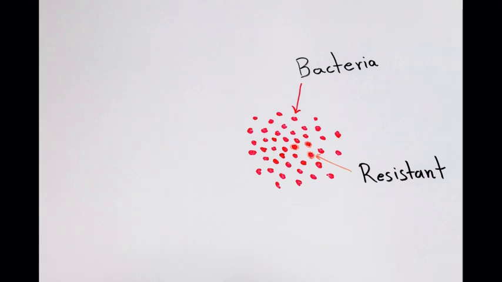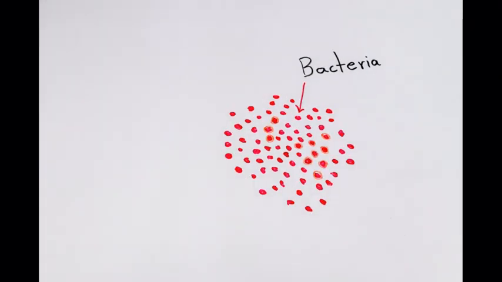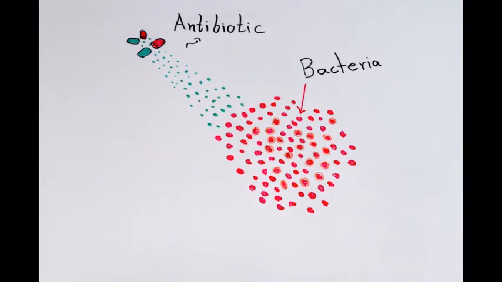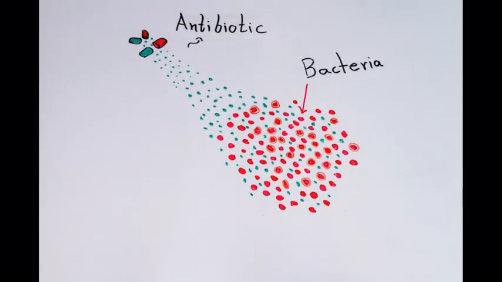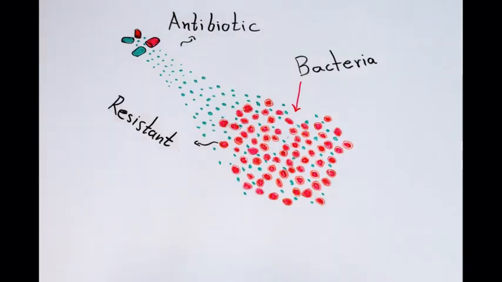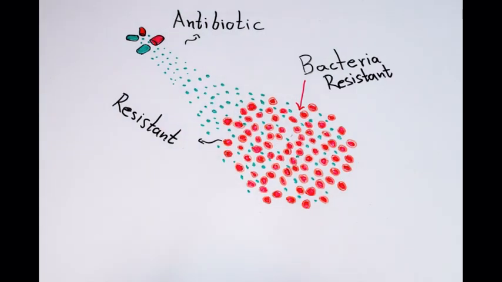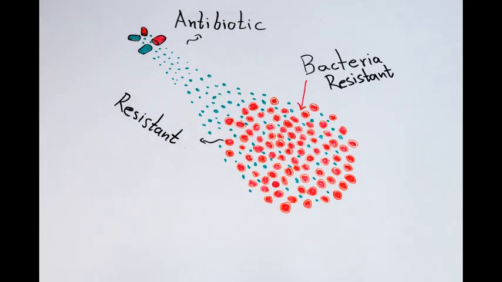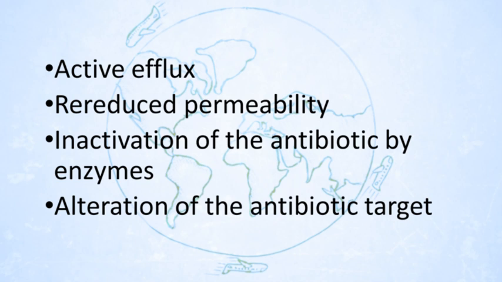When bacteria come into contact with an antibiotic, the sensitive bacteria will be destroyed, while the resistant bacteria will survive and multiply. Consequently, any use of antimicrobials will lead to the selection of resistant bacteria. Resistance can occur with various biochemical mechanisms, for example, through active efflux, reduced permeability, inactivation of the antibiotic by enzymes, and alteration of the antibiotic target.